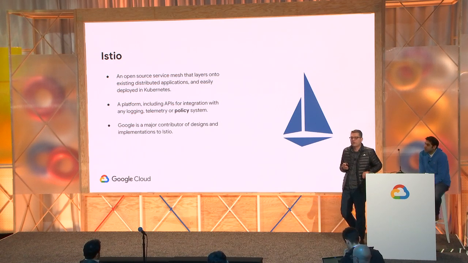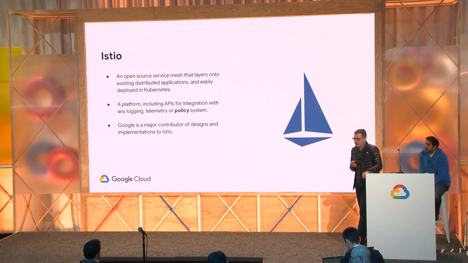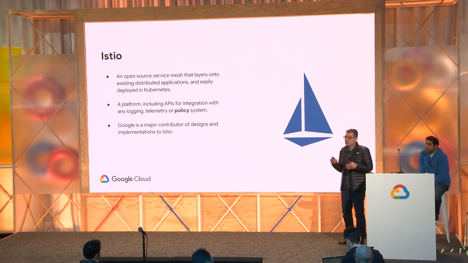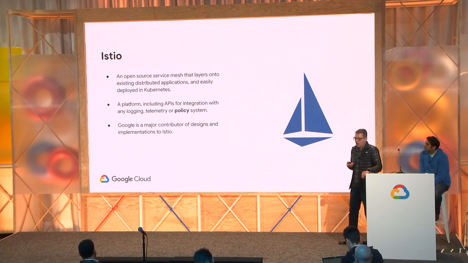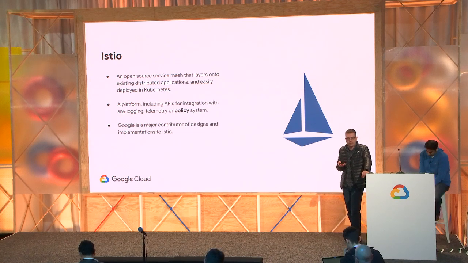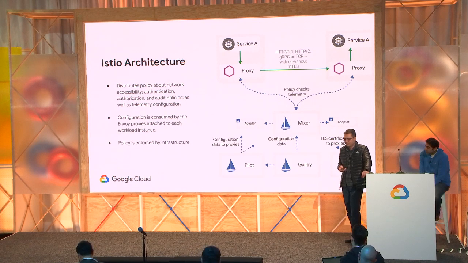And it also can be used to deliver secure service-to-service communication in a cluster with a strong identity-based authentication and authorization based on mutual TLS. And Google is a major contributor to the Istio development and architecture. So it means that by using Istio, you take advantage of some of the best practices and strategies for microservice mesh management.